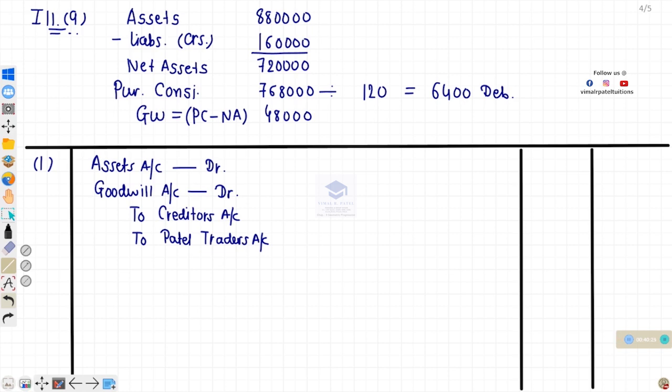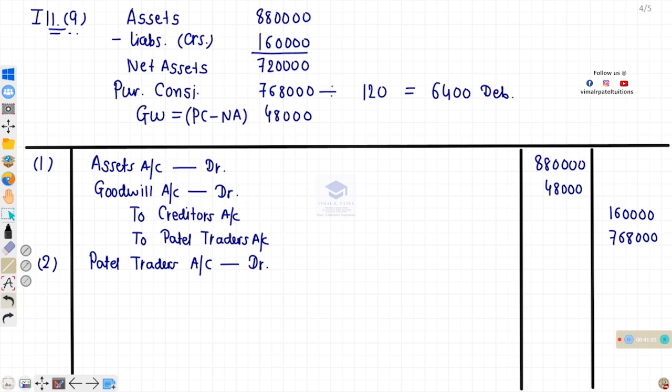So company is purchasing assets of 880. Goodwill comes at 48,000. Creditors 160. And debenture issued worth 768. That is your purchase consideration. Now, company is issuing debentures at premium of 20 per debenture.